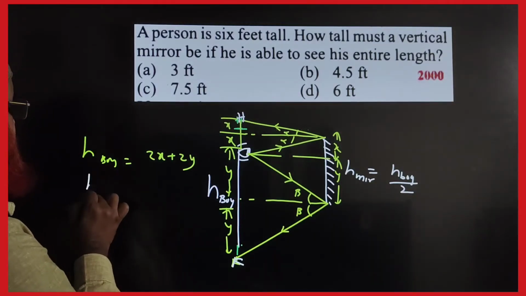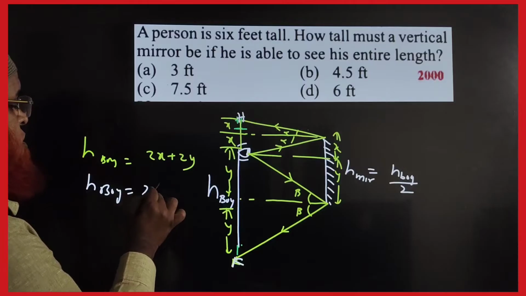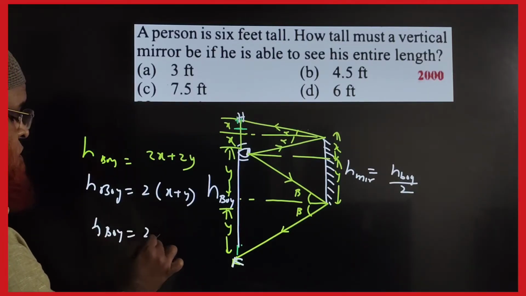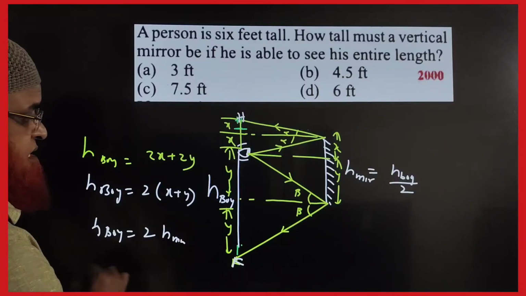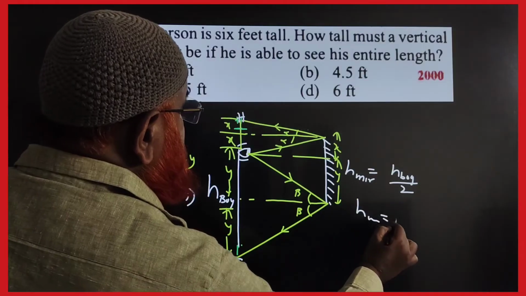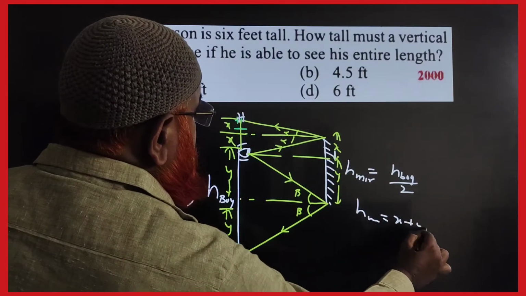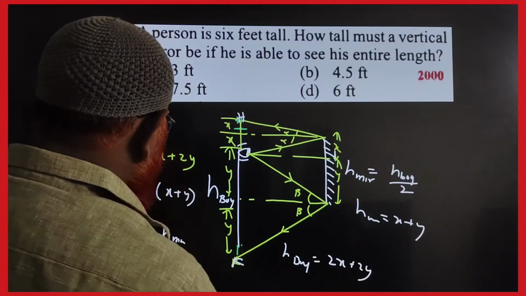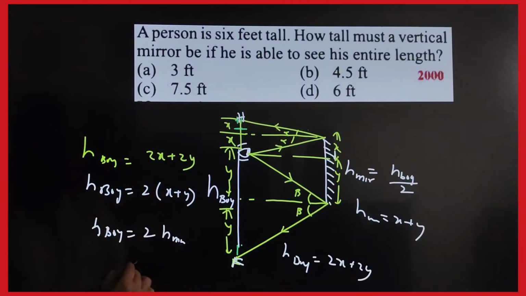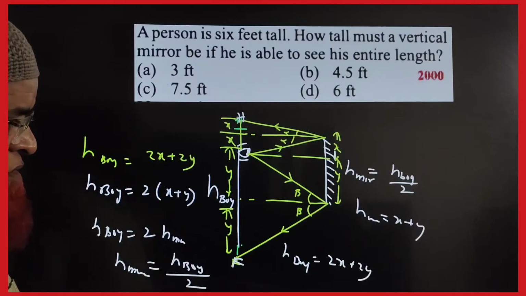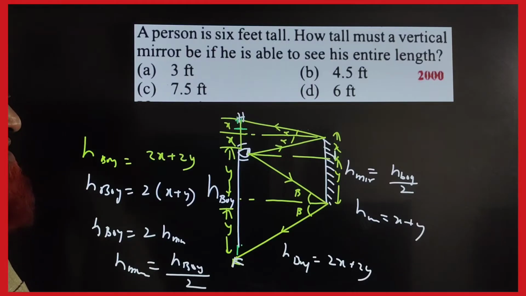So what are you going to understand? Height of the boy, common out 2, x plus y. Height of the boy is equal to 2 into height of the mirror, isn't it? So height of the mirror is nothing but x plus y. So height of the boy is nothing but 2x plus 2y. So 2 common out x plus y, height of the mirror. Therefore, how much should be the height of the mirror? It should be height of the boy divided by 2. Is it understood? Is it clear? So this is the concept.